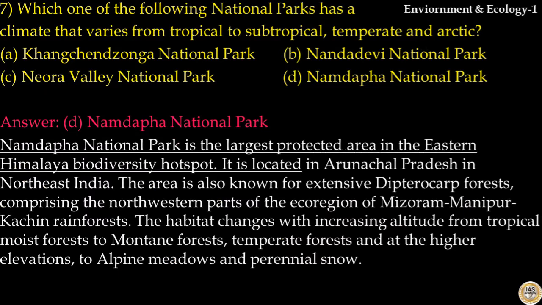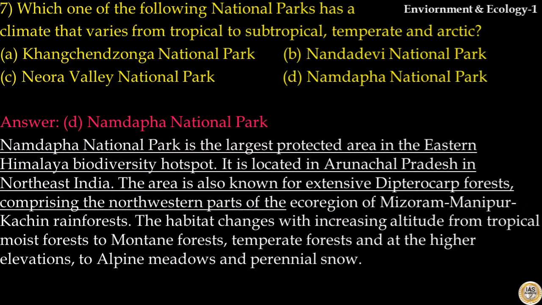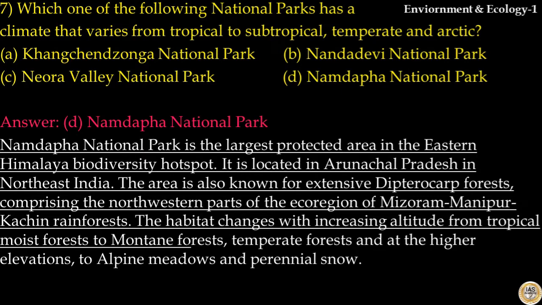Namdapha National Park is the largest protected area in the Eastern Himalaya biodiversity hotspot. It is located in Arunachal Pradesh in northeast India. The area is also known for extensive dipterocarp forest comprising the northwestern parts of the ecoregion of Mizoram-Manipur-Kachin rainforest. The habitat changes with increasing altitude from tropical moist forest to montane forest, temperate forest, and at the higher elevations to alpine meadow forest and perennial snow. So here the answer to this question is option D, Namdapha National Park.